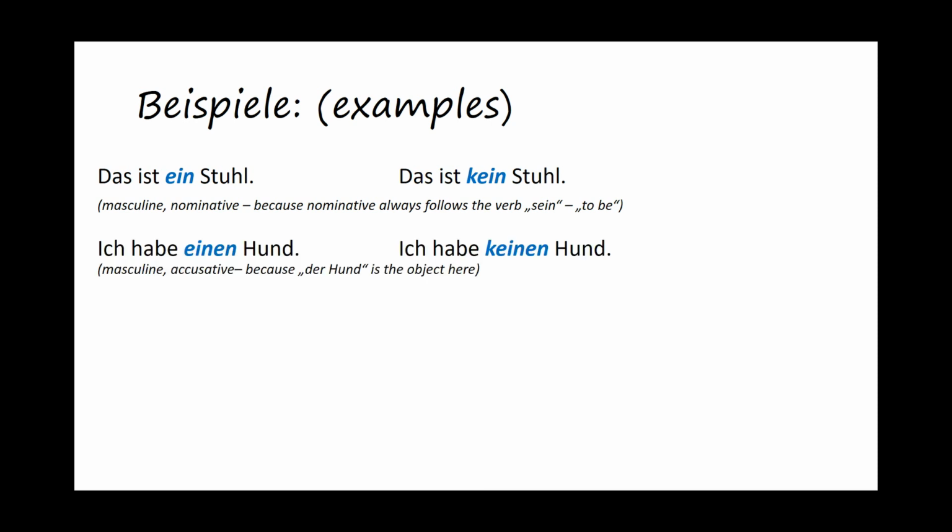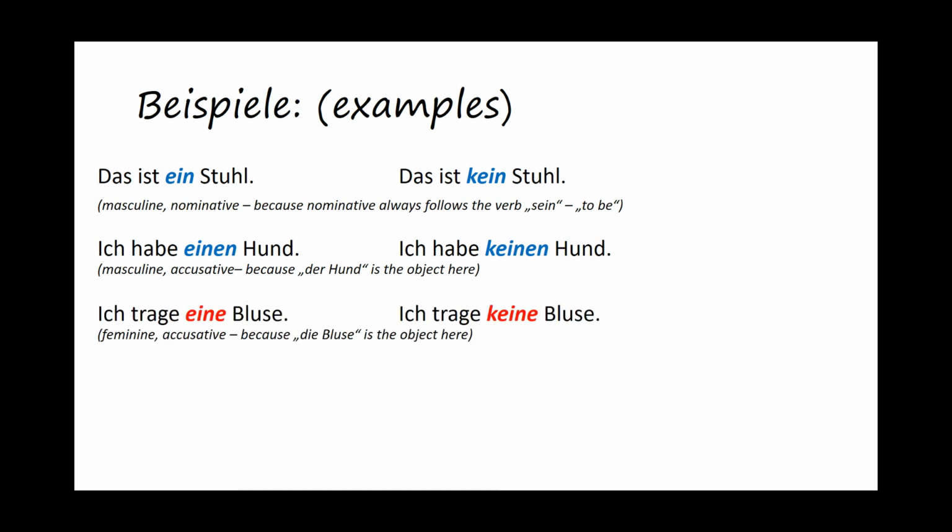Ich habe einen Hund und ich habe keinen Hund. So that means I have a dog and I don't have a dog, or I have no dog, literally. And this is masculine because Hund is masculine, and it's accusative because der Hund is the object of the verb to have. It's the thing that is being had.